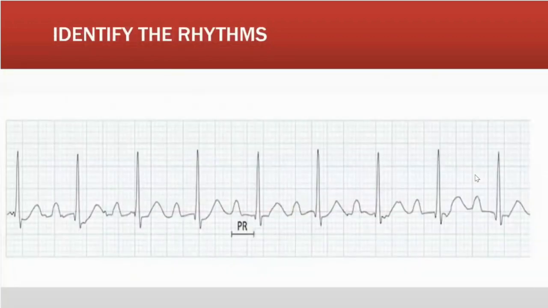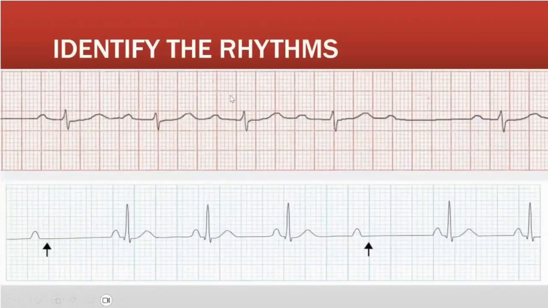On this rhythm strip here, I don't know if anyone wants to give it a go, you're most welcome to. As we can see here, there is a prolonged PR interval. However, all atrial impulses are conducted to the ventricle. So we would identify this as a first-degree AV block. On this rhythm strip here, we can see that the PR interval is progressively lengthening until a P wave is not conducted. So we would classify this as a second-degree AV block, Mobitz type 1.